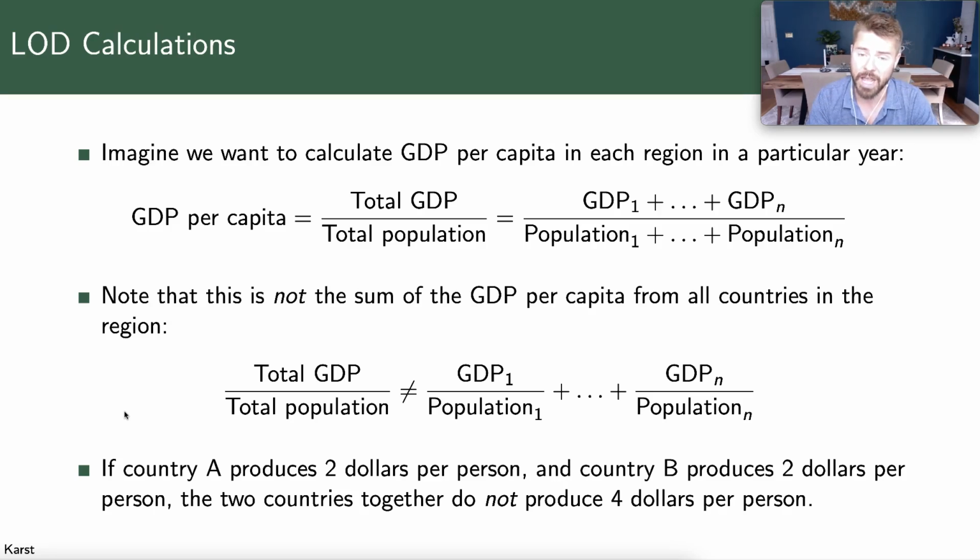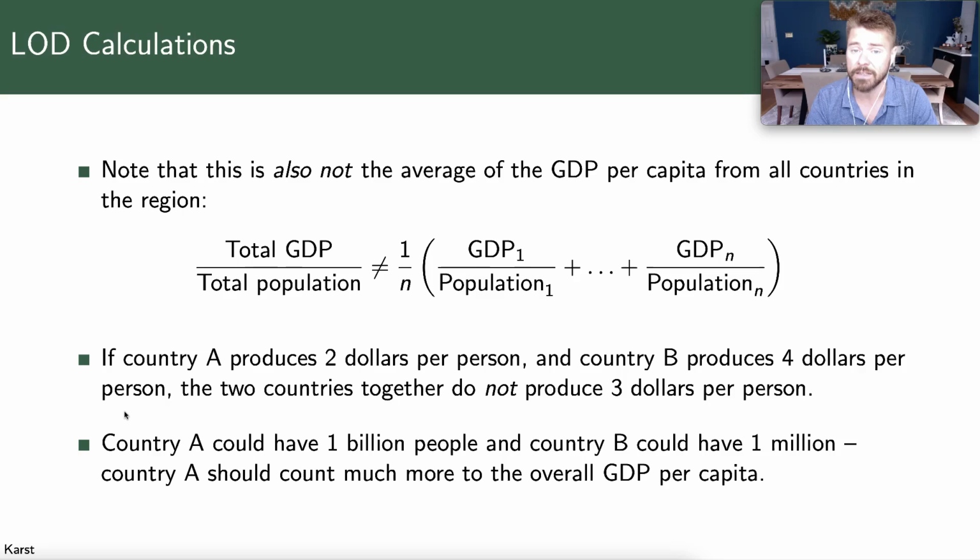So for instance, if country A produces $2 per person and country B produces $2 per person, then it's not the case that taken together they produce $4 per person, right? That doesn't make any sense. So we can't just sum the individual GDPs per capita, but we also can't take the average of the individual GDP per capita either. The reason for this is a little bit more nuanced. So imagine country A produces $2 per person and country B produces $4 per person. It's not the case that together they produce $3 per person, and that part can be counterintuitive.